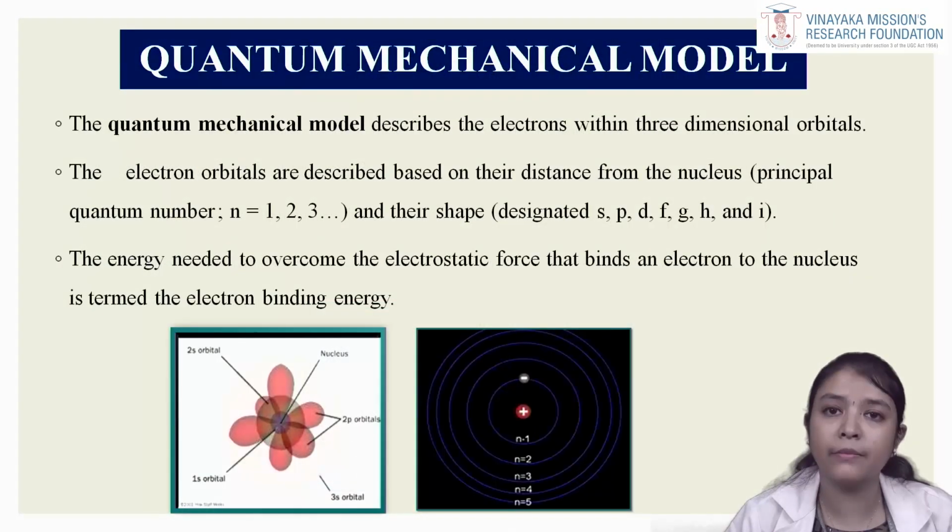Next is the quantum mechanical model. This describes the electron within three-dimensional orbitals. It is described based on the quantum number and the shape of the orbital. The shape is designated as S, P, D, F, G, H and I. Then the energy needed to overcome the electrostatic force that binds the electrons to the nucleus is termed electron binding energy. The electron binding energy is stronger in the nearer shell, that is the K shell, and it is weaker in the outer shell area.